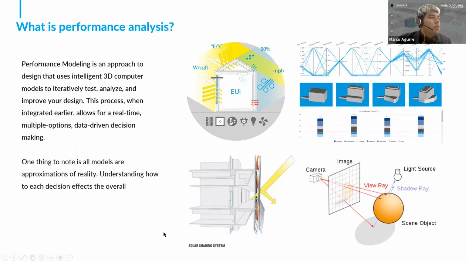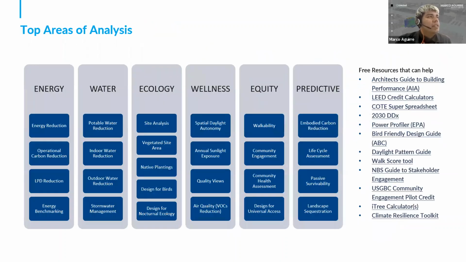One thing to note about performance analysis, it's always an approximation. It's trying to get, based on the information you can populate into the tool, an idea of what the overall impact might be. We can never exactly predict what's going to happen, but the goal is just to get enough information so that you are making an informed decision, so you can have real-time insight on the different parts of the building.